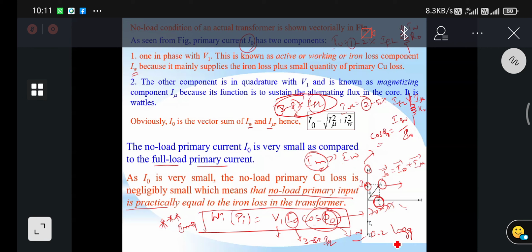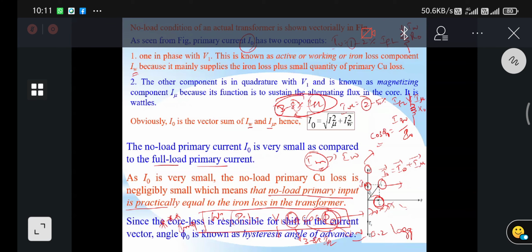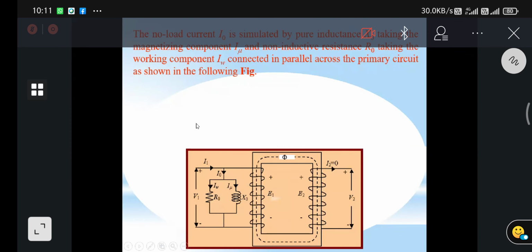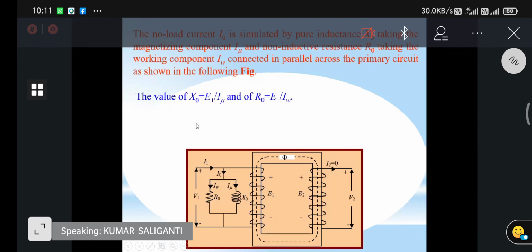From that you get cos phi naught as 0.2 lagging. After this, we have to know the equivalent circuit. Since the core loss is responsible for the shift in the current vector, the angle phi naught is known as the hysteresis angle of advance. From this angle you can get the hysteresis losses. Here the no load current is simulated by a pure inductance X naught. I have already discussed this.